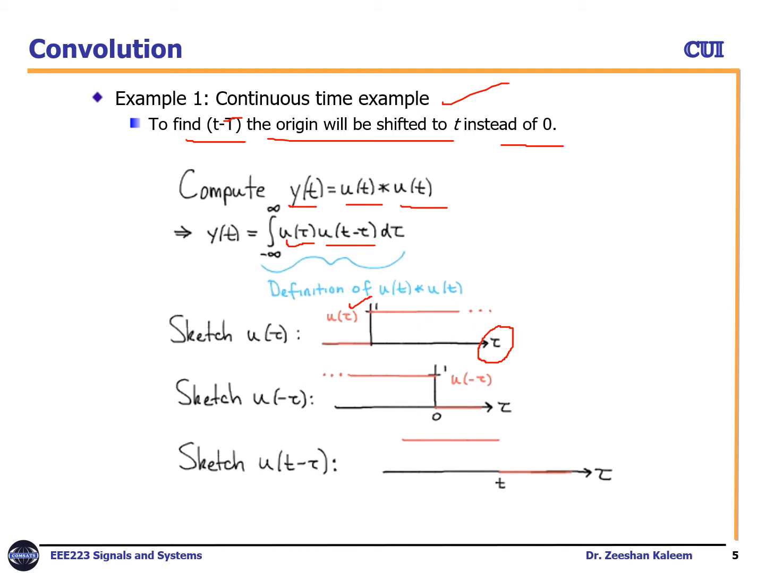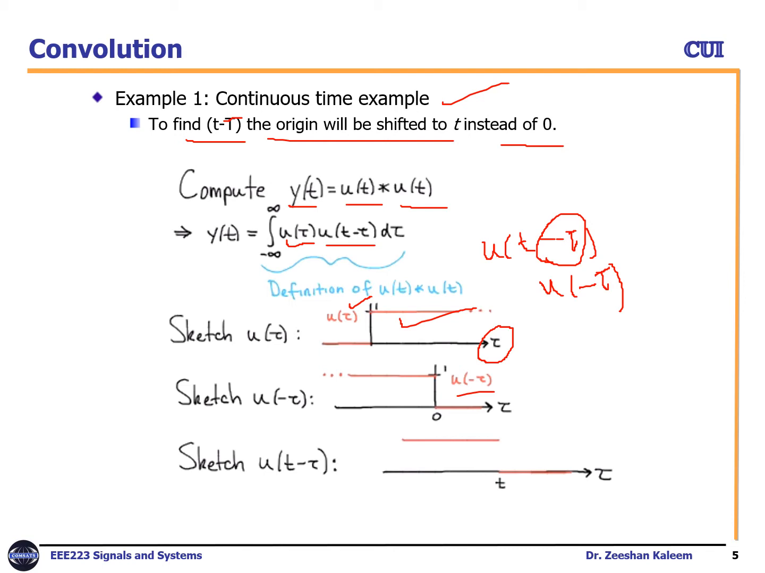And then we need u(minus tau), because to calculate u(t minus tau), first we need u(minus tau), right? Then we can write u of t minus tau. So first of all, we require u(minus tau). We already have u of tau, so it is just the flipped version of u of tau, which is u(minus tau). When we flip around the origin, for the negative side it becomes 1, and for the positive side it becomes 0.